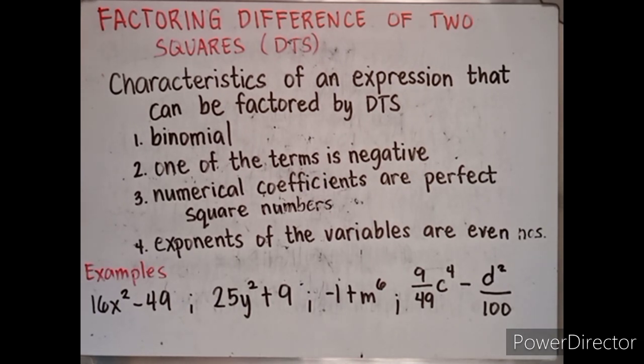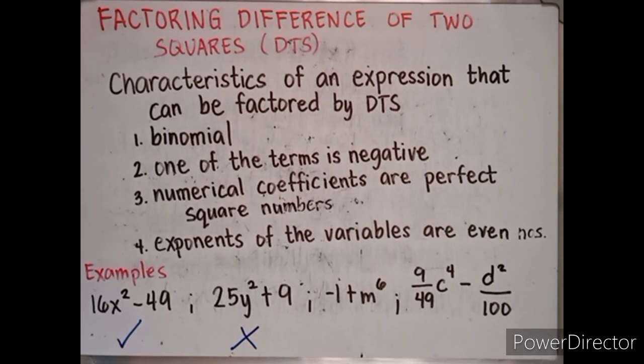Okay, here are some examples. Tapos, identify natin kung sila ba ay factorable by DTS or difference of two squares. 16x squared minus 49. So, we have a binomial. Yung isa minus. Perfect square number ito. Tapos, even yung kanyang exponent. So, therefore, this falls under DTS. So, that's a check. For the second one, 25y squared plus 9. Oh, walang minus. So, pareha silang positive. Walang negative sa kanila. So, therefore, this is not factorable by DTS.